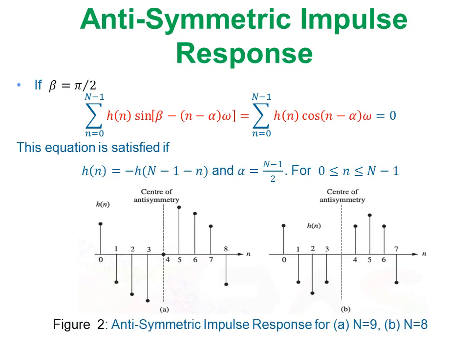And for capital N equal to 8, it has a center of antisymmetry about small n equal to 3.5, that is, if I treat capital N equal to 8, then alpha is equal to 8 minus 1 divided by 2, and that is equal to 3.5. So this is about the symmetric impulse response and antisymmetric impulse response with a typical example.